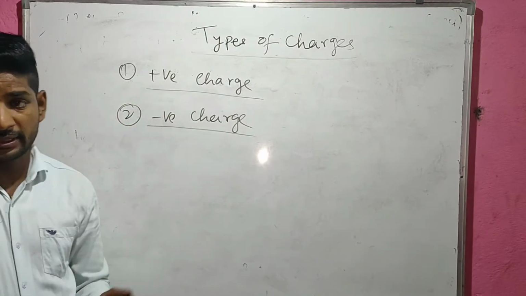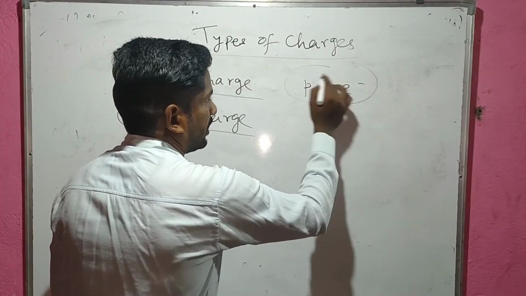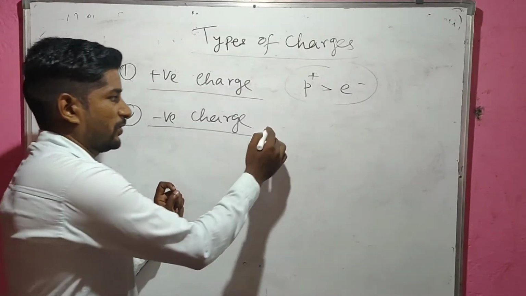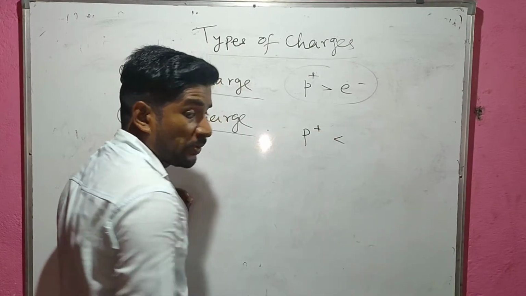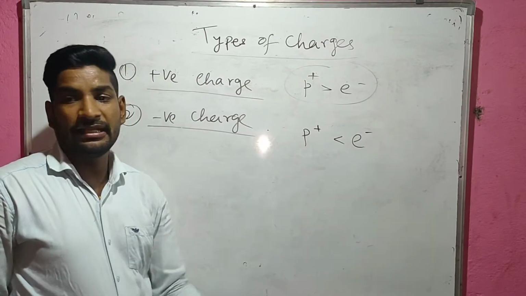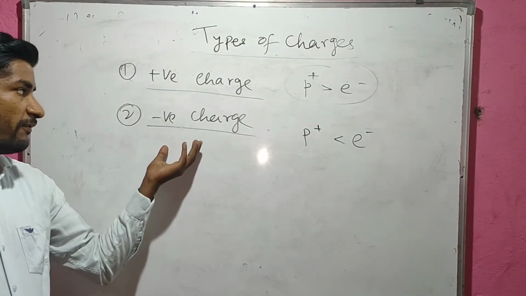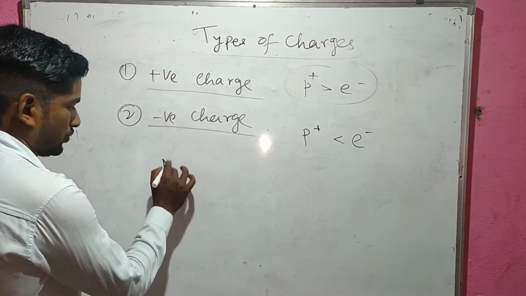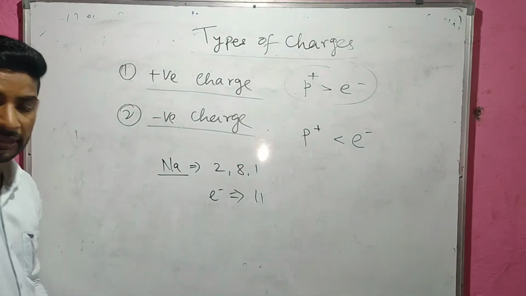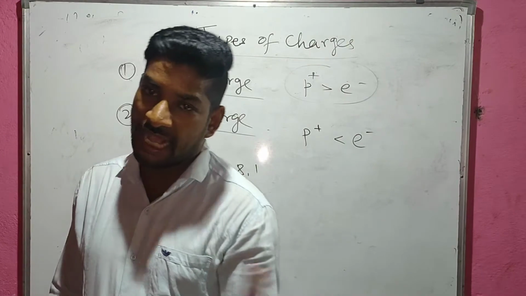When the number of protons is greater than the number of electrons, then the body is called positively charged. When the number of protons is less than the number of electrons, then the body is called negatively charged. It means whichever charge is dominant decides the nature of the body. For example, sodium. The electronic configuration of sodium is 2, 8, 1. The number of electrons is 11 and the number of protons is also 11. Actually, in a neutral body, the number of electrons and protons are equal.